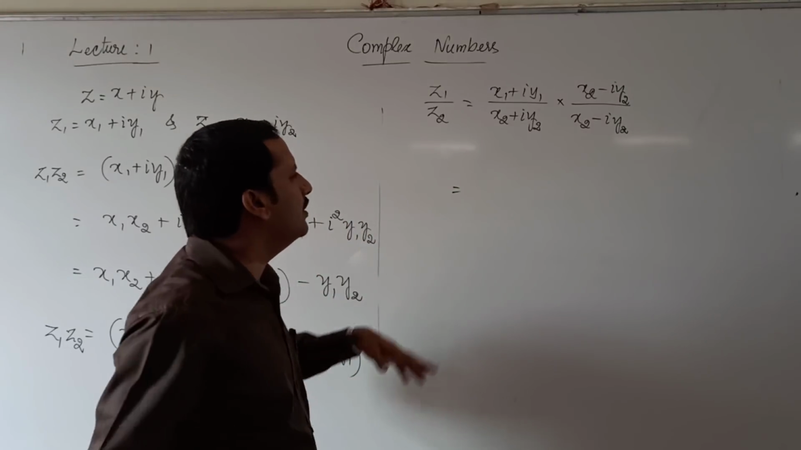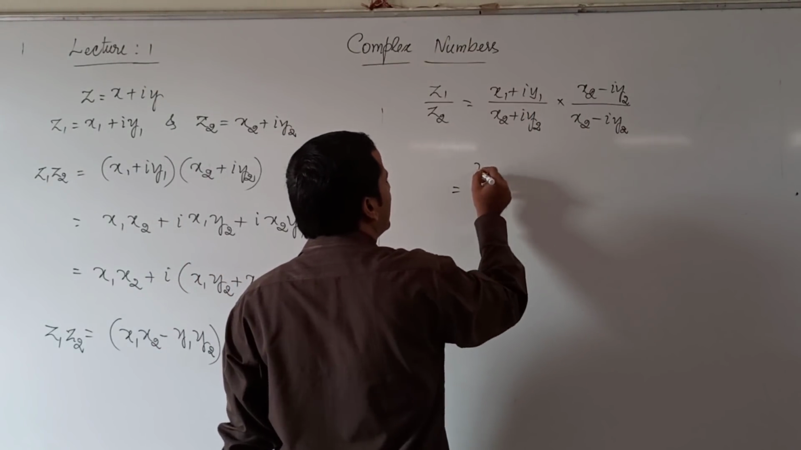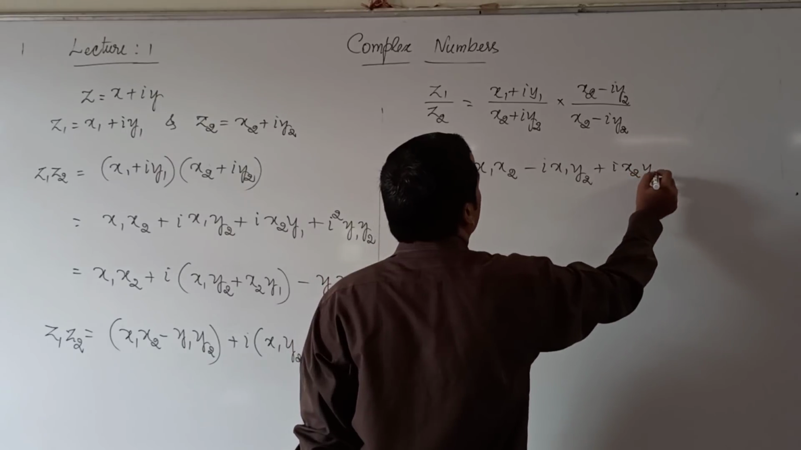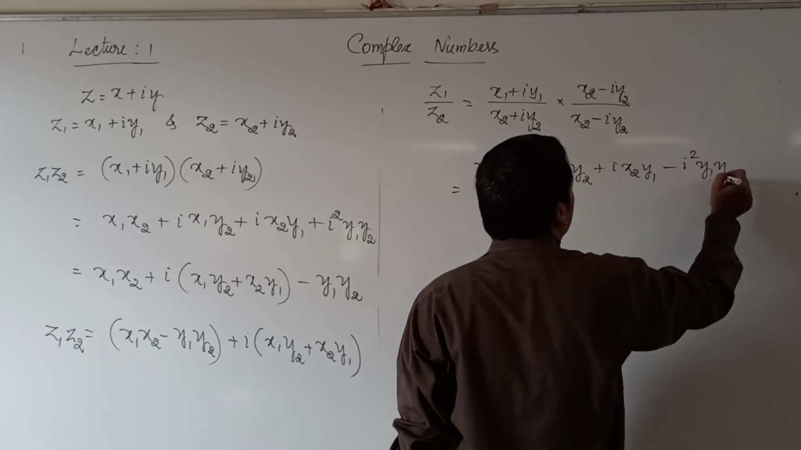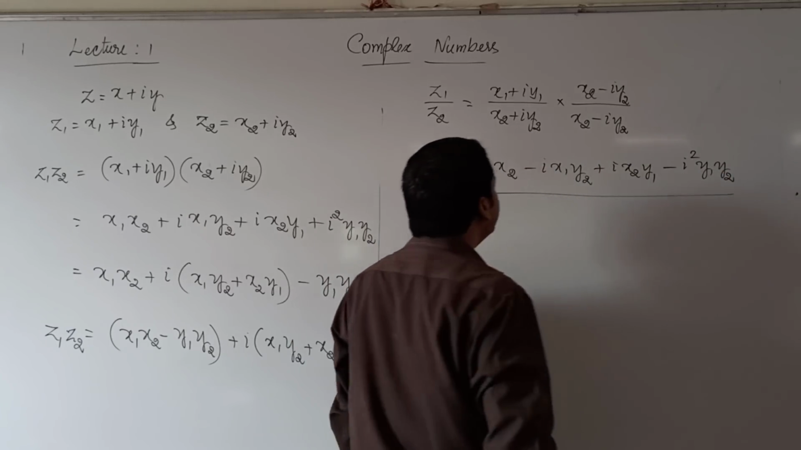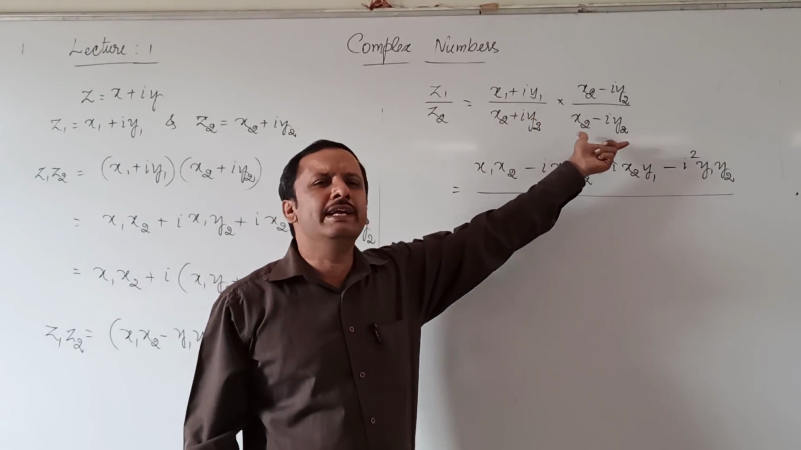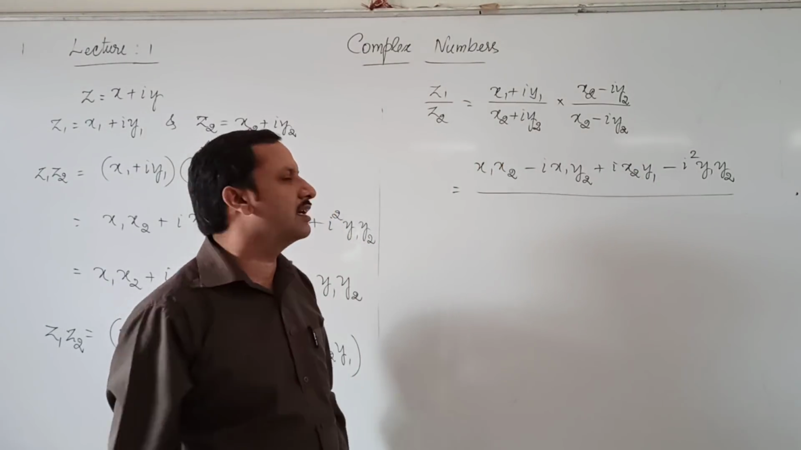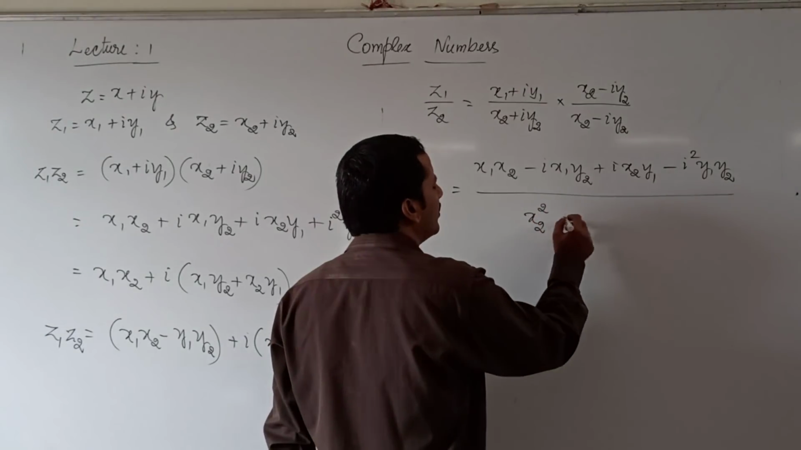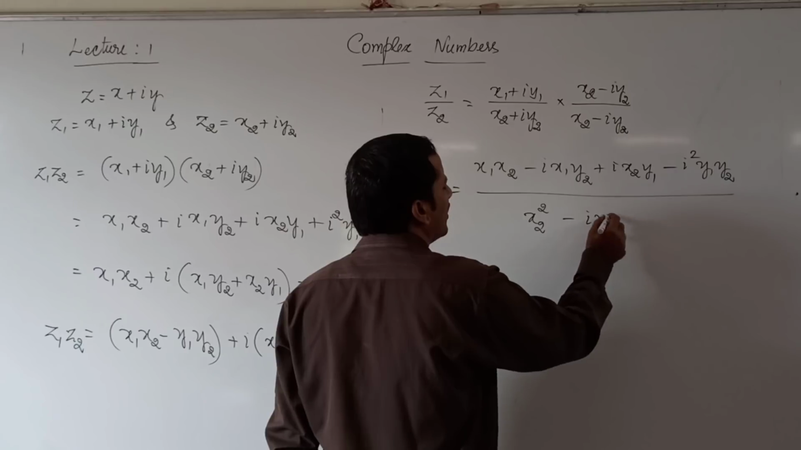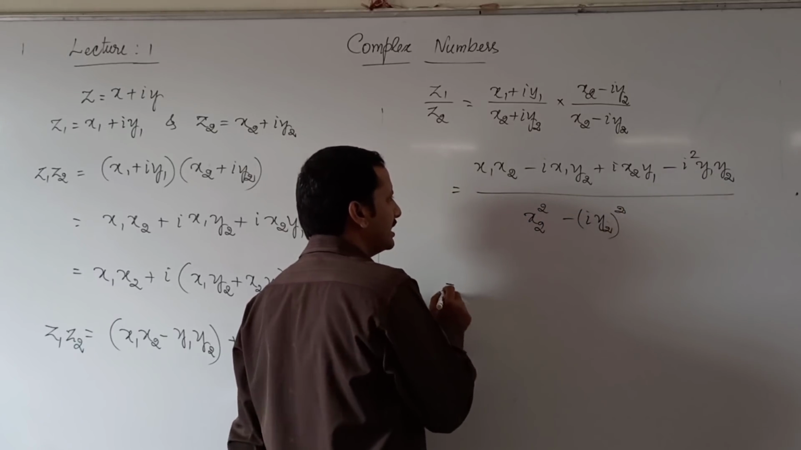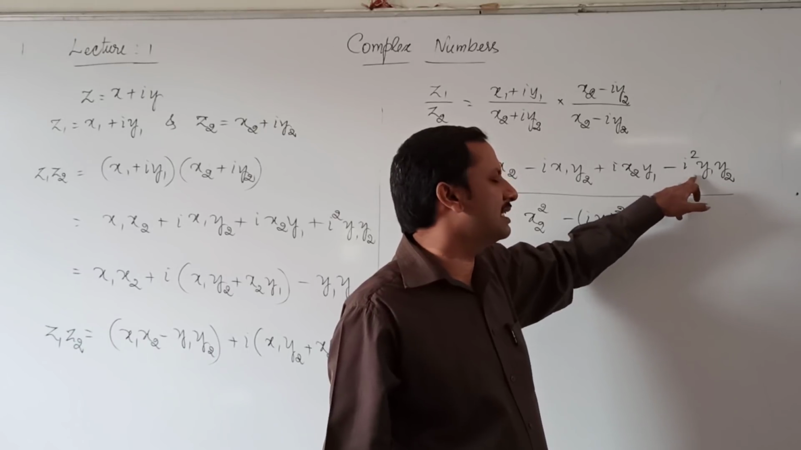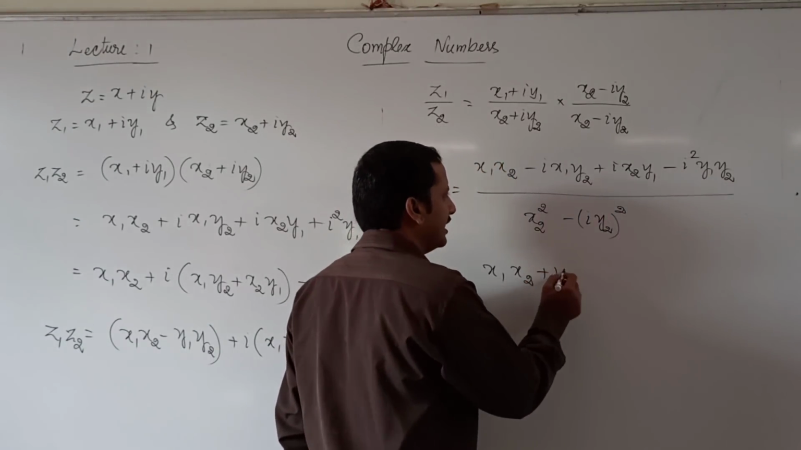Okay. Now I multiply and simplify. In the numerator, I am getting x1 x2 minus i into x1 y2 plus i into x2 y1 minus i square into y1 y2, divided by, in the denominator, x2 plus iy2 into x2 minus iy2. It's of the form a plus b into a minus b, that's equal to a square minus b square, which will give you x2 square minus iy2 whole square. Here in the numerator, x1 x2, this i square will become minus 1. Already minus is there, so it will be plus y1 y2. I will write that term first.